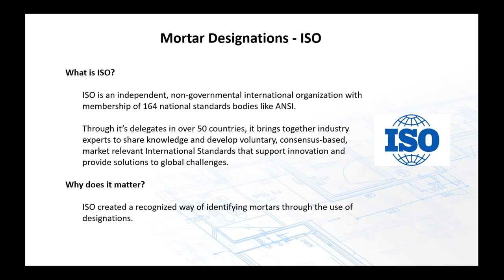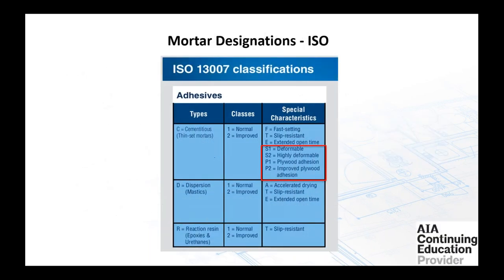Why does it matter? ISO created this way of identifying mortars through the use of designations, and I think that's an important part for you to understand. The simple ISO designation for mortar is C for cementitious, with C1 for normal cement mortars and C2 for improved cement mortars. On the right, you see designations F for fast setting, T for slip resistance or non-sag, E for extended open time. The next four are currently not ANSI designations. They are only in ISO at this time: S1 for deformable or flexible, S2 for highly deformable, P1 for plywood adhesion, P2 for improved plywood adhesion.